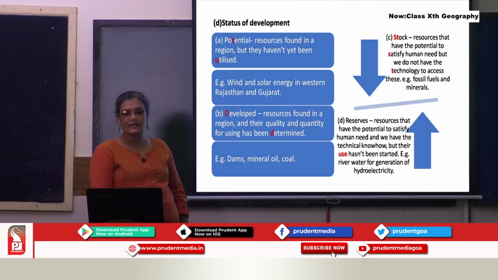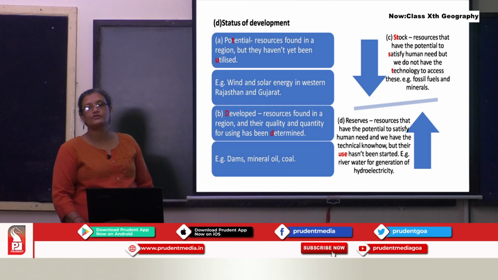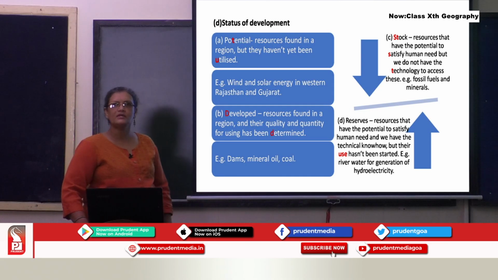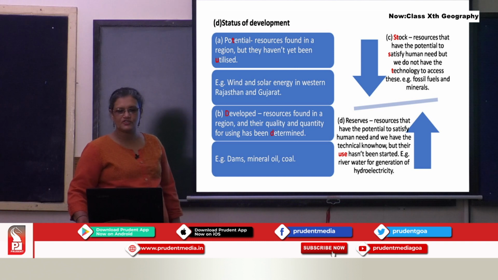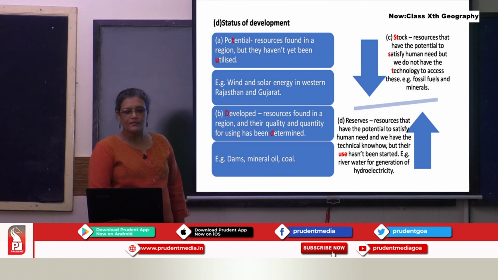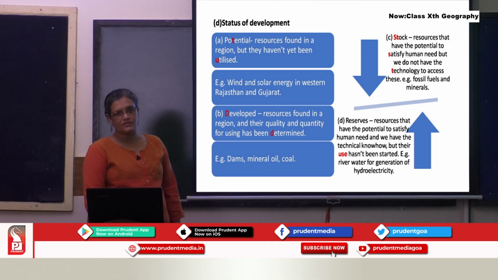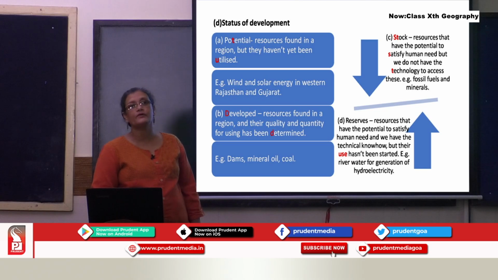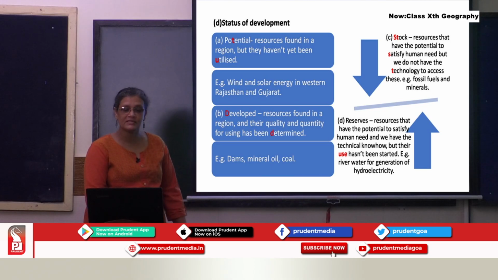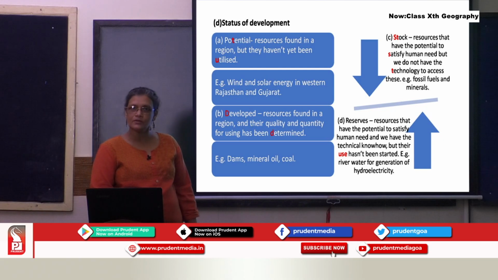Like wind and solar energy in western Rajasthan and Gujarat. Only a part of it is being used, or part of the states are being used for tapping these energy resources. What are developed resources? Resources which are found in a region, their quality and quantity which is already determined for usage, and we are already using them, like dams, mineral oils, coal, we are already using these.